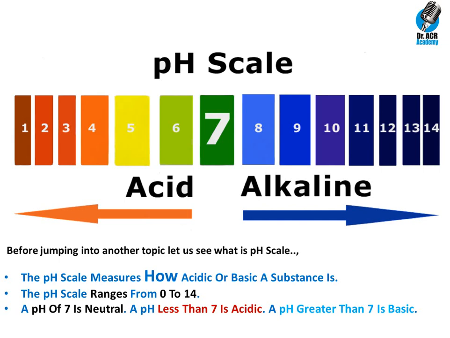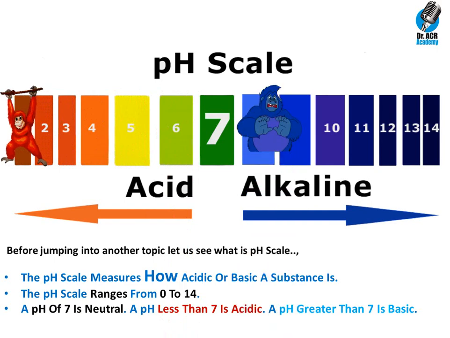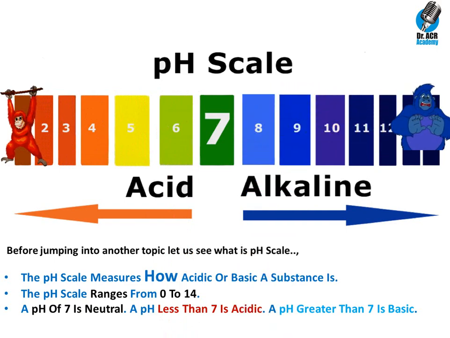Before jumping into another topic, let us see what is a pH scale. The pH scale measures how acidic or basic a substance is. The pH scale ranges from 0 to 14. A pH of 7 is neutral. A pH of less than 7 is acidic. A pH greater than 7 is basic.